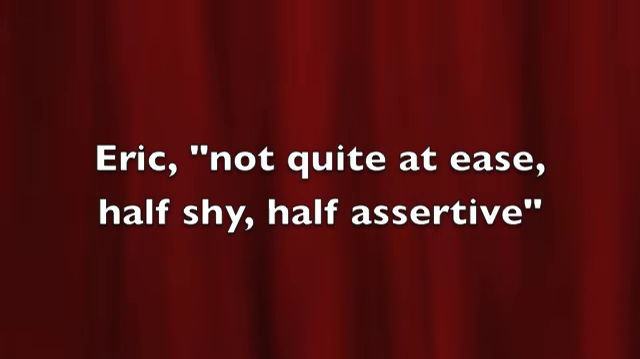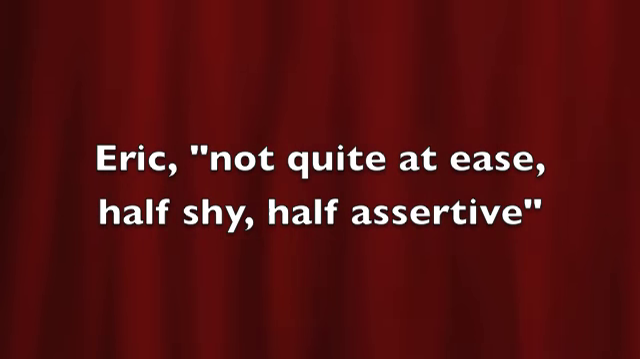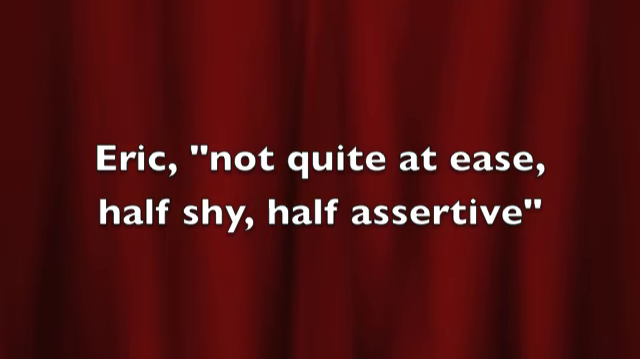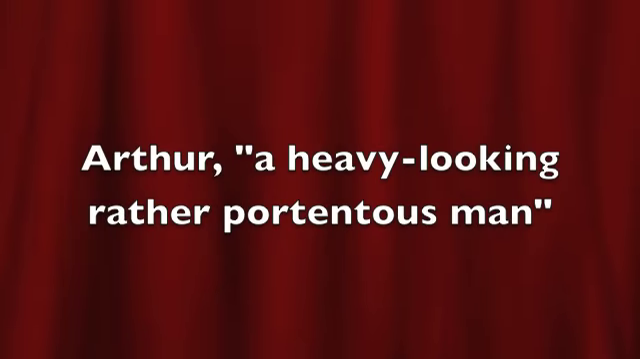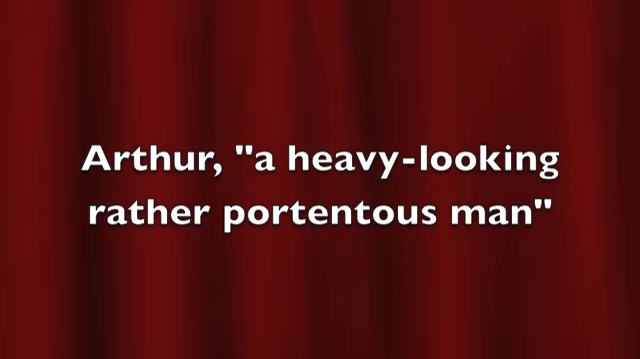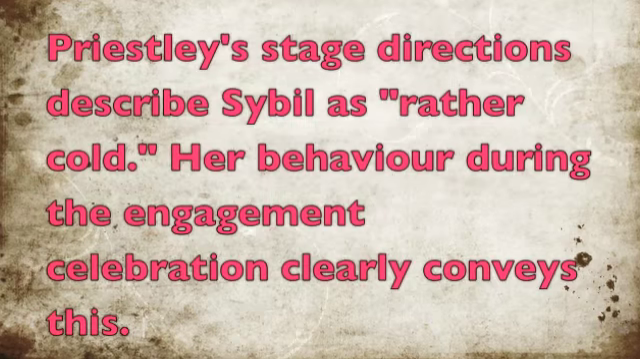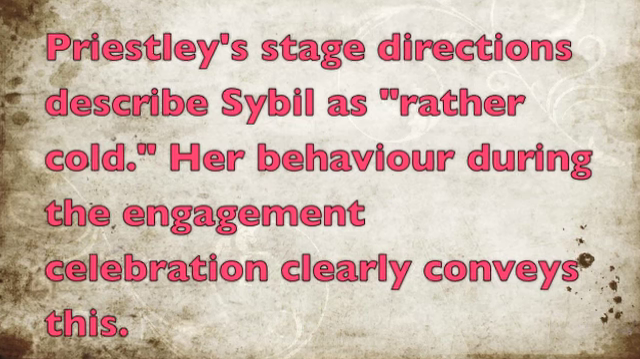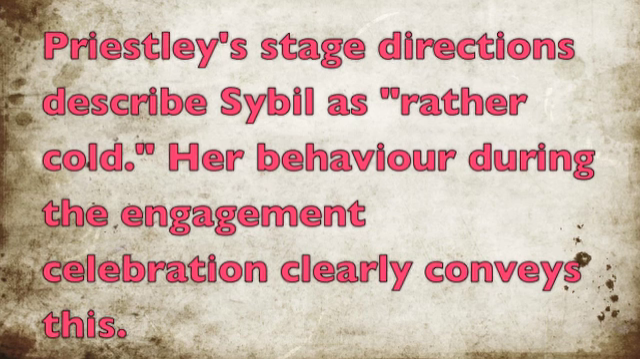Eric is described as half shy, half assertive by Priestley in those stage directions, suggesting something of his confusion, difficulty handling the situation that he's in. Arthur is rather portentous, and so on. There's a very helpful description in those stage directions for each character, which you need to know and you need to comment on. In this example here, I'm writing about Sybil, but you could substitute any character and this statement or something like it would apply.